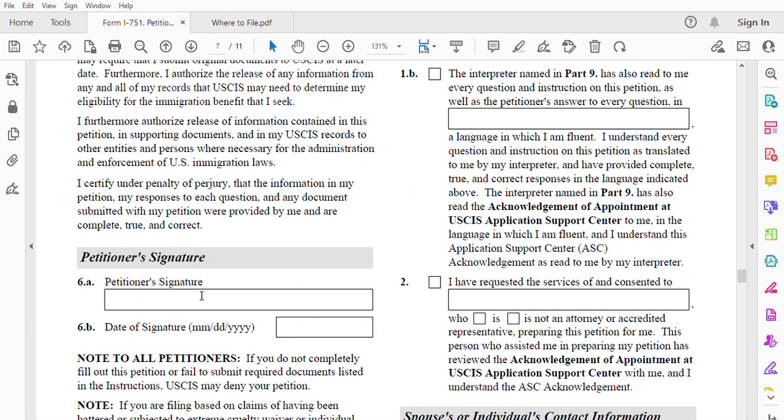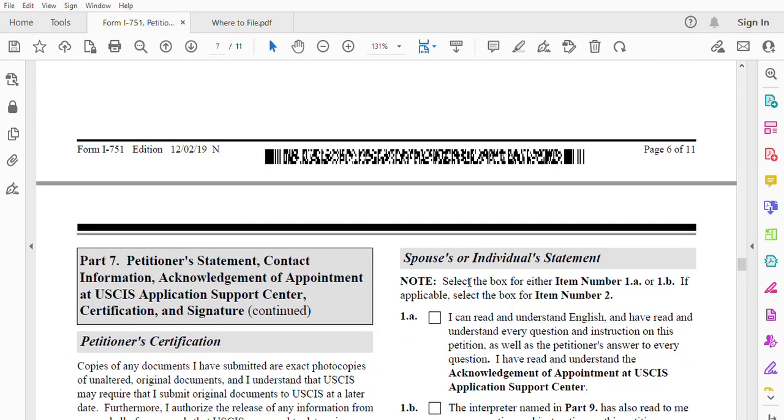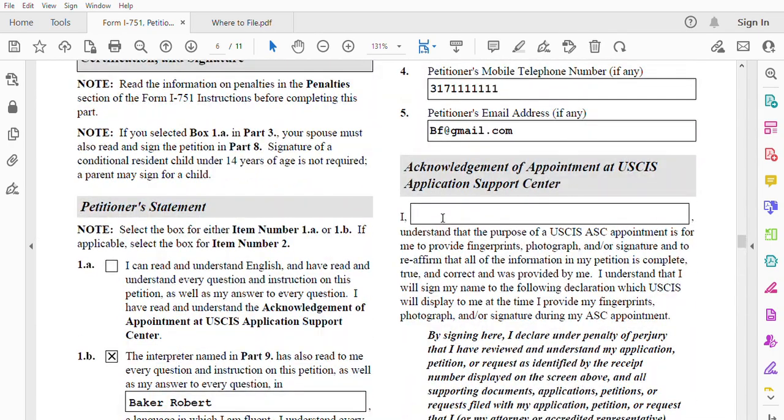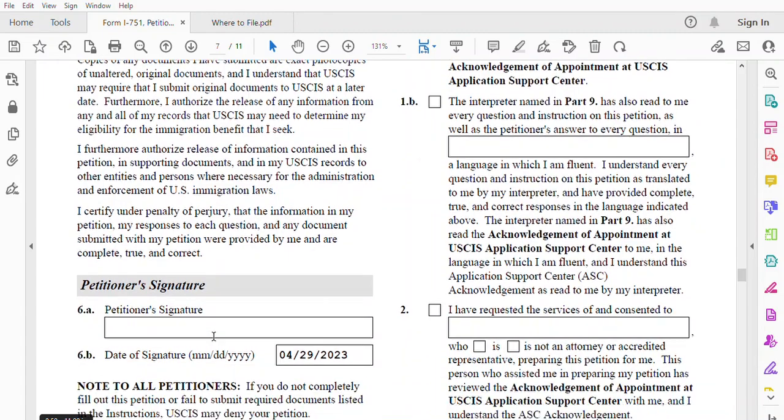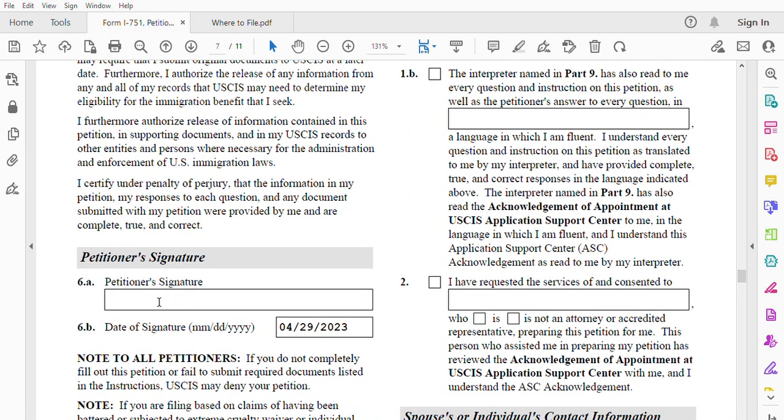Now the petitioner's signature. The date, what day is today, 4/29/2023. Please do not sign it for this petition signature, and the one we talked about a while ago, you don't do anything. You're going to write your full name over here, and the signature. But don't do that until you print it, and you're going to do that with a black ink pen.